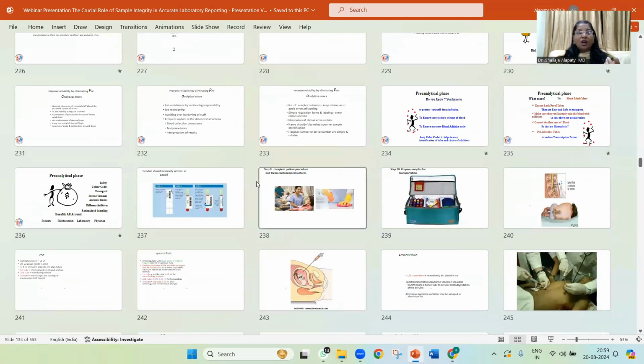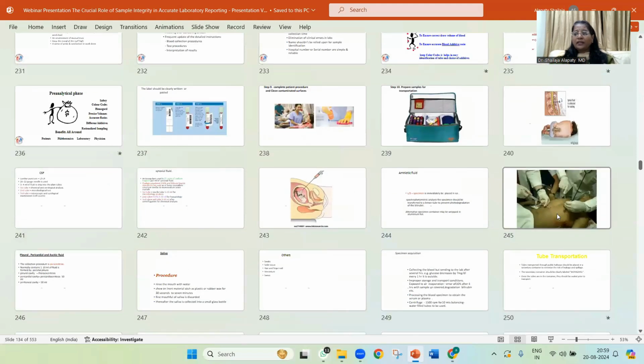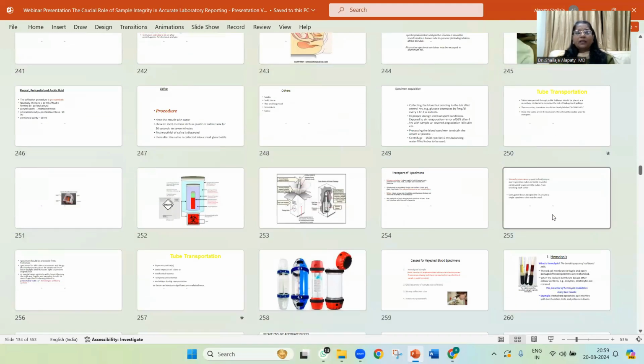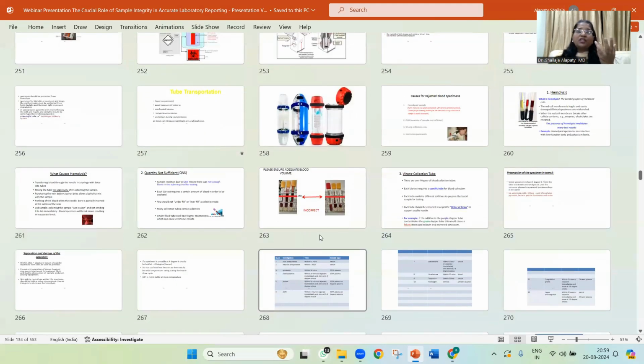Can you see all these things? How the label has to be put? How do you sanitize? How do you take a sample, a biopsy sample? How do you take a fluid sample? How do you transport it? These are all areas which we have to cover.